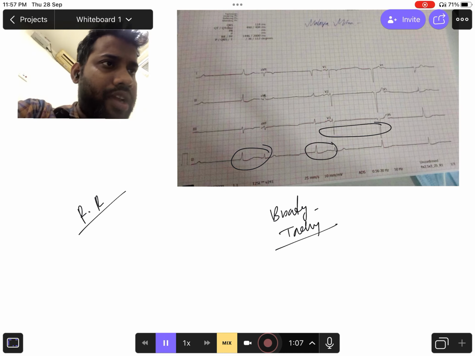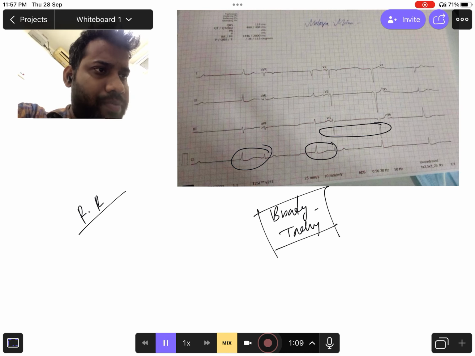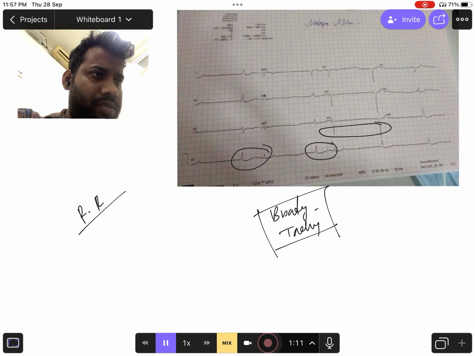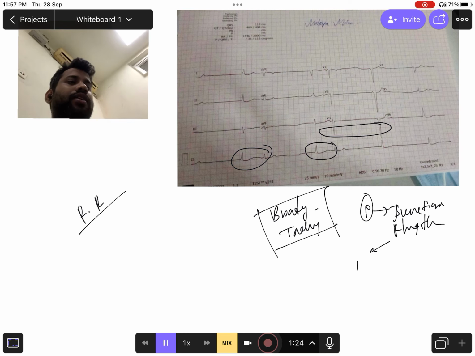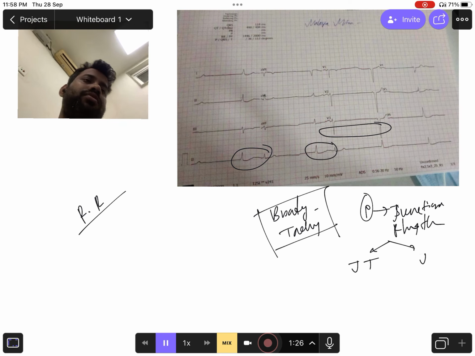So we can see a brady-tachy pattern of ECG. And if we notice, there is no P wave. Whenever there is no P wave, we call it a junctional rhythm. And junctional rhythm, we know that it might be junctional tachycardia, it might be junctional bradycardia.